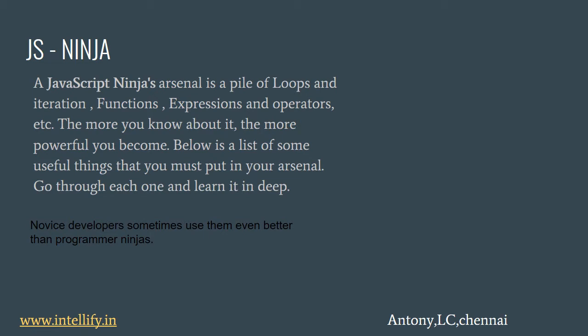For instance, an example of the smartest move is the ternary operator, which we can use for checking if-else. A JavaScript ninja's arsenal is a pile of loops and iteration functions, expressions, and the or operator, etc. The more you know about it, the more powerful you become. Below is a list of some useful things that you must put in your arsenal. Go through each one and learn in depth. Novice developers sometimes use them even better than programmer ninjas.